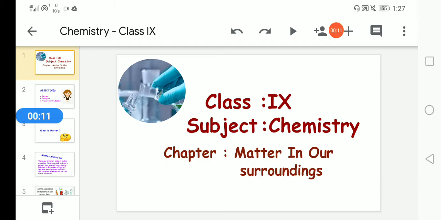Today, we are going to start with the first chapter of chemistry, that is matter in our surroundings. I have divided this chapter into four different parts. In this part, we are discussing only the introduction about matter and the different examples and some of the properties of matter.